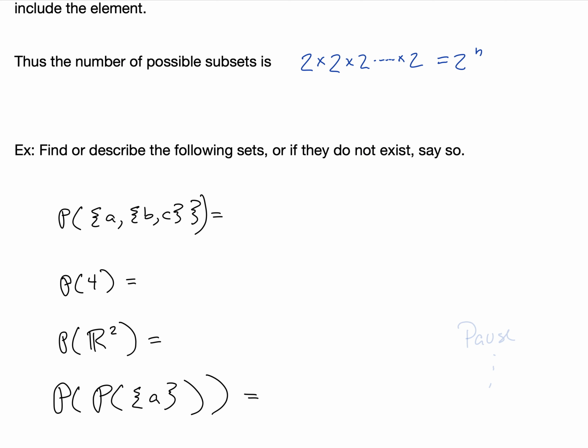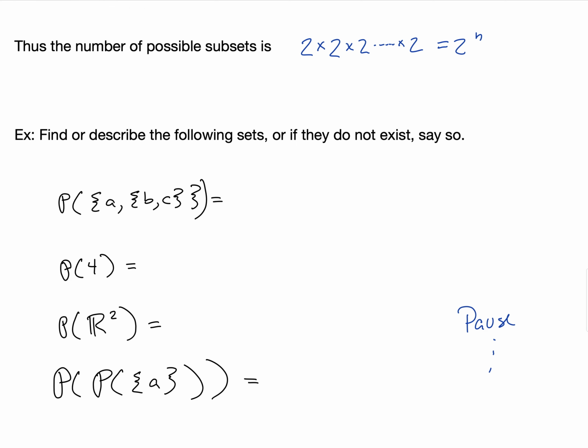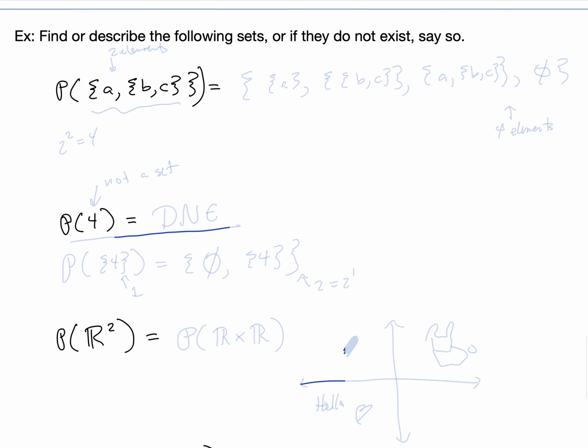So again, I'm not going to read them out loud because interpreting those, reading those, is part of what I'd like you to be learning. So try those out, pause, write out those sets or say that they are not sets, and we'll talk about them together. Okay, so the power set of the set containing A, the set BC.